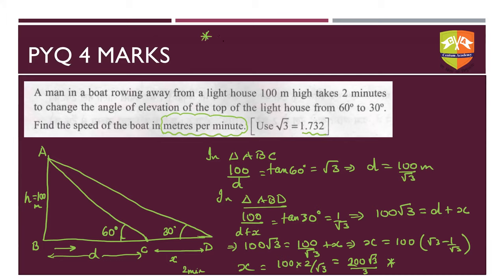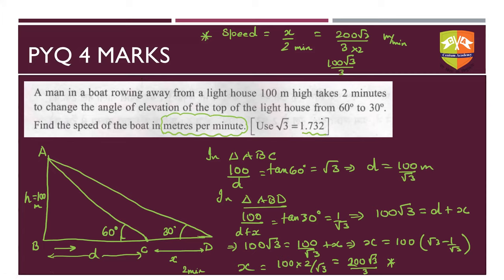I'm writing here. So speed is equal to X upon 2 minutes. 2 minutes is the time taken, right? So hence, it is 200 root 3 by 3 into 2 meters per minute. All of you got that part. So this is 100 root 3 by 3. Did you get this part?